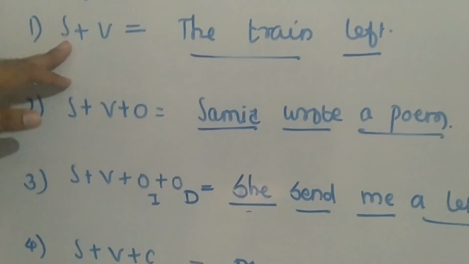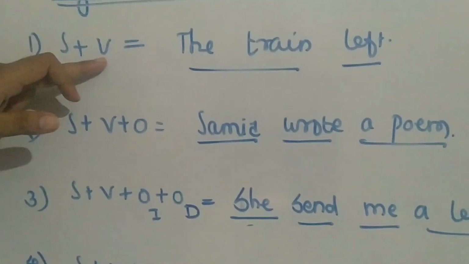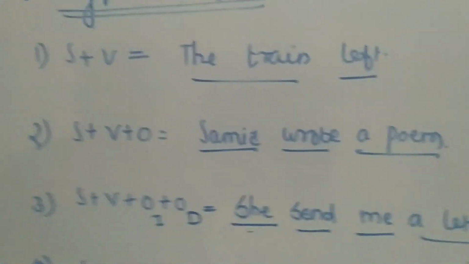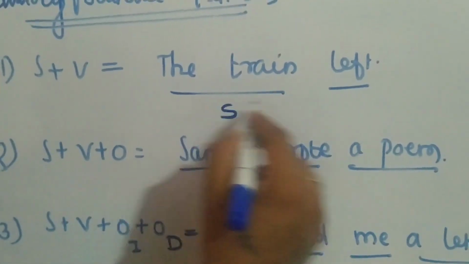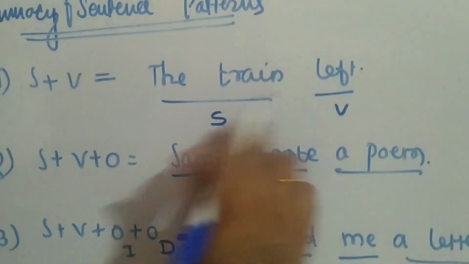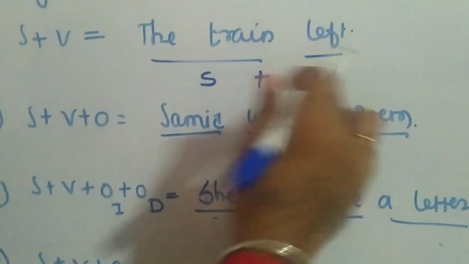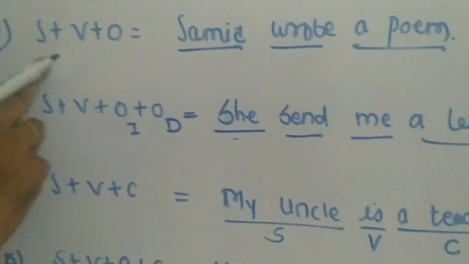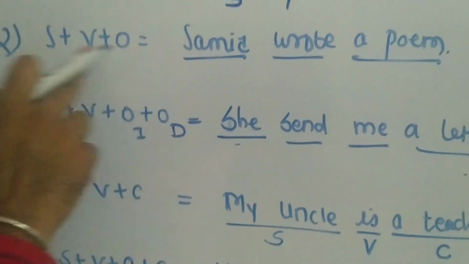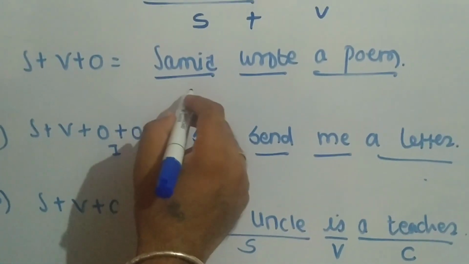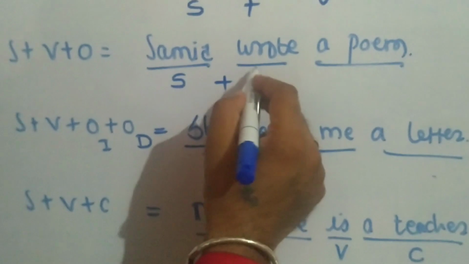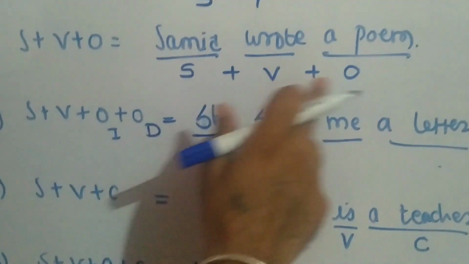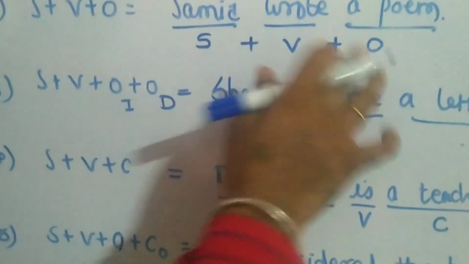Now dear friends, see the first one is subject and verb, S plus V. Now see the example: the train left. The train is the subject and left is the verb. SV, subject verb. Now the second sentence pattern is subject, verb and object, SVO. Here Samir is the subject, wrote is the verb, and a poem is the object. So we get the sentence pattern SVO.